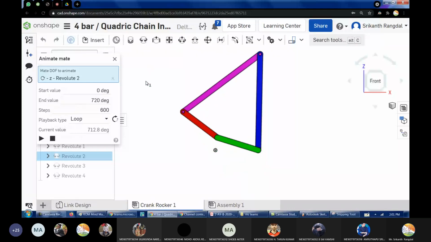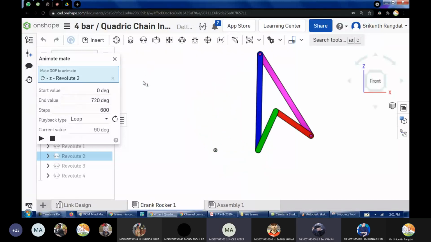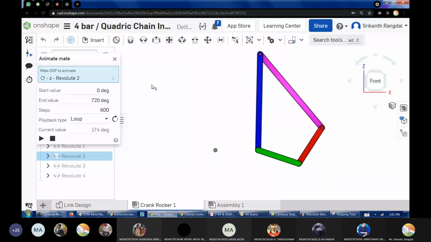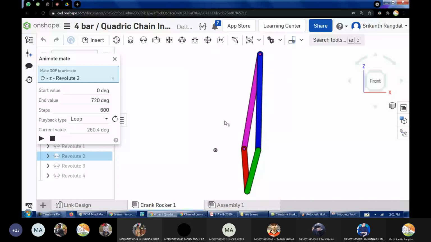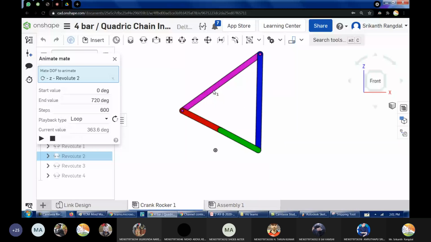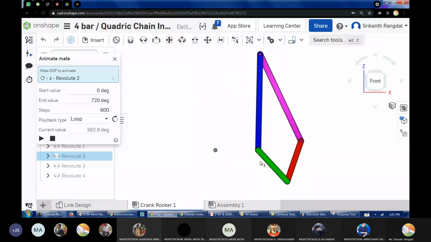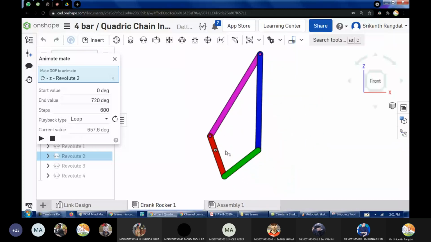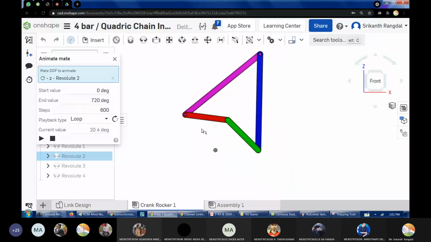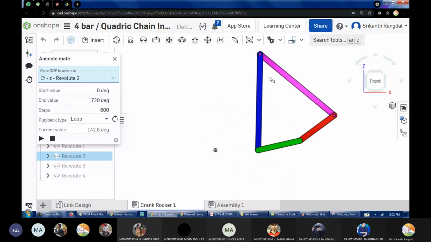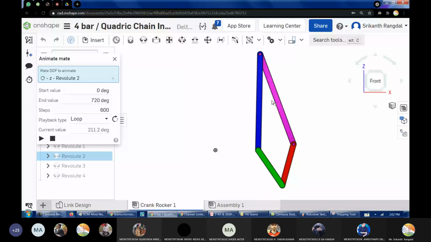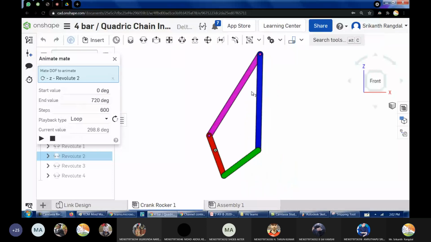Is this clear? So a total of 4 inversions are possible in this case as well. And out of those, 2 of them are in pairs. So whether we fix the green link or red, we will get similar mechanisms. And whether we fix the blue link or the pink, we will again get similar mechanisms.